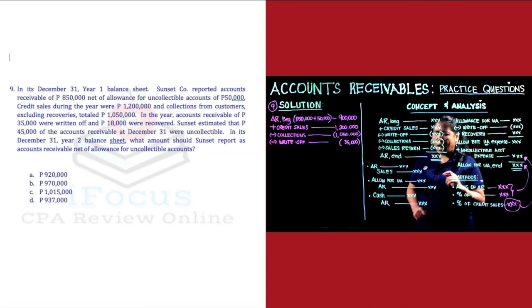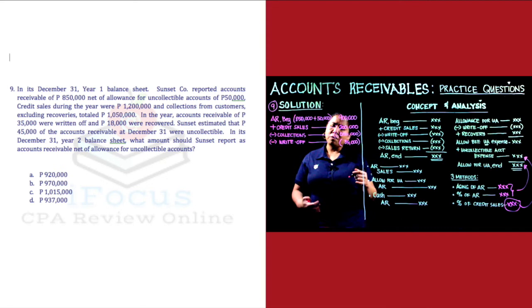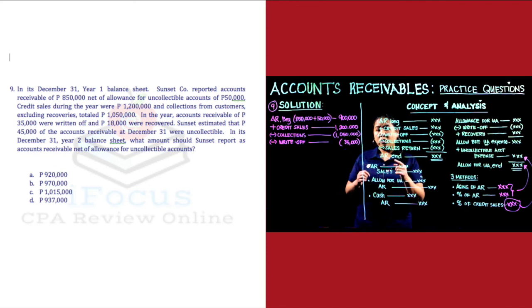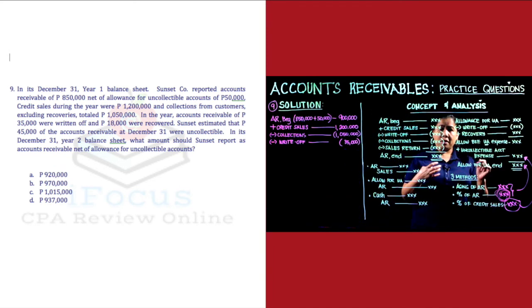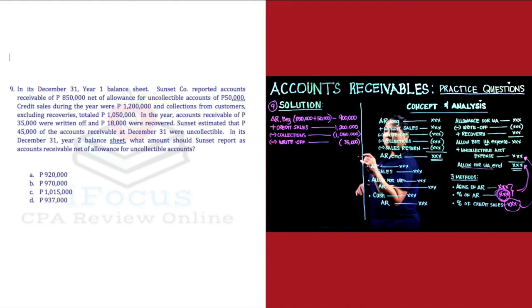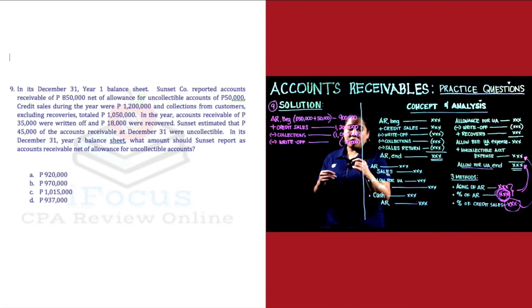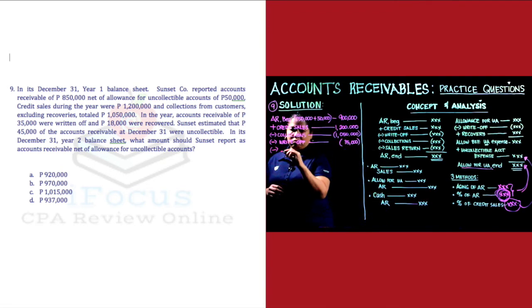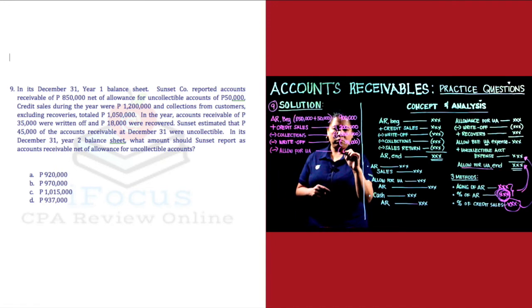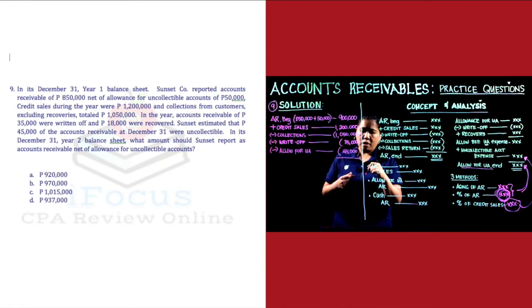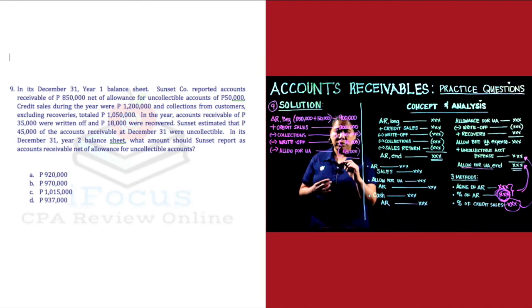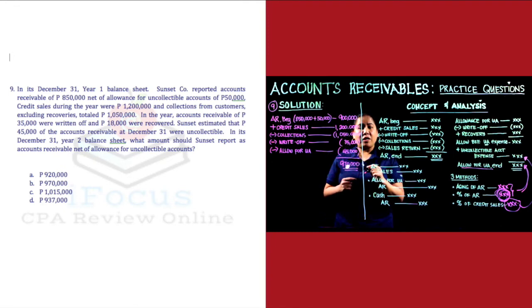for uncollectible account. Ang sabi ng problem is, Sunset estimated that 45,000 of the accounts receivable at December 31st were uncollectible. So, binigay na yung mismong amount ng uncollectible. So, ito na po ang ating ending balance ng ating allowance for uncollectible accounts. Yan na rin po ang ima-minus natin dito to get our accounts receivable net of allowance for uncollectible accounts. Alright? So, our answer is 970,000. And our answer is letter B.